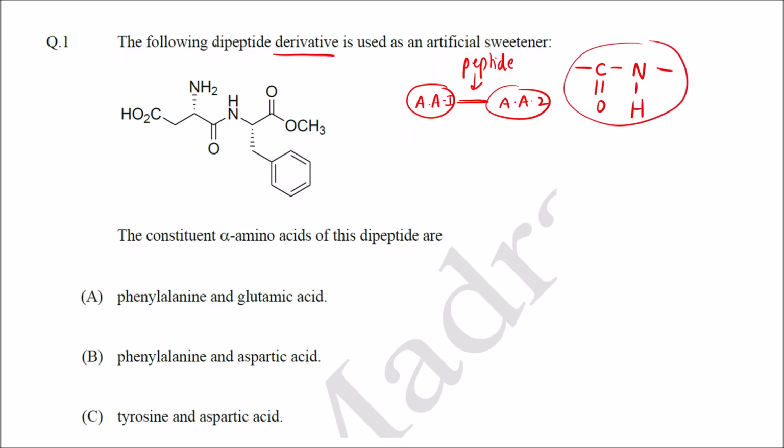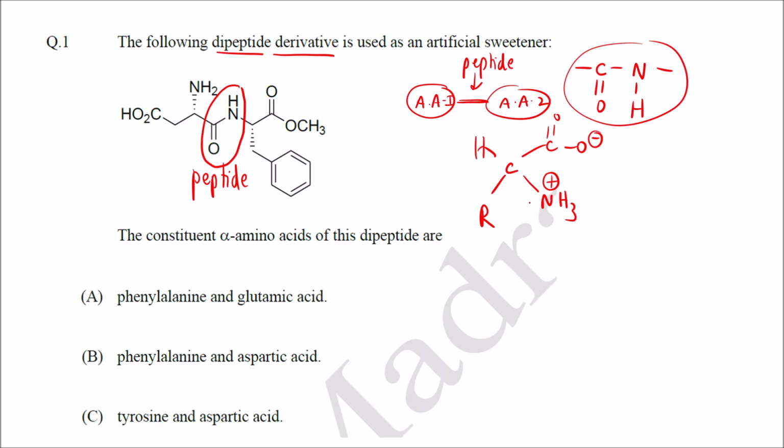Dipeptide means there are two amino acids and one peptide linkage. So you can see here, this is the peptide bond or peptide linkage. So how do you identify the amino acid? Based on the R group. We know there is one R group on the carbon, then there is an amine group, a carboxylic acid group, and then one hydrogen. So this is the basic zwitterionic form of any amino acid. We identify the amino acid based on this R group, or we call this a side chain.